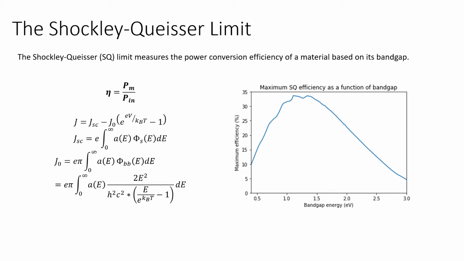Current density is computed with this formula here, which is then broken down into short circuit current density, JSC here, where AE is the absorptivity of the material and phi E is the photon flux density of the solar spectrum, which is the AM15G solar spectrum shown on the last slide. The recombination current density, JO, is calculated here, where h is Planck's constant, c is the speed of light, and T is the temperature of the solar cell.